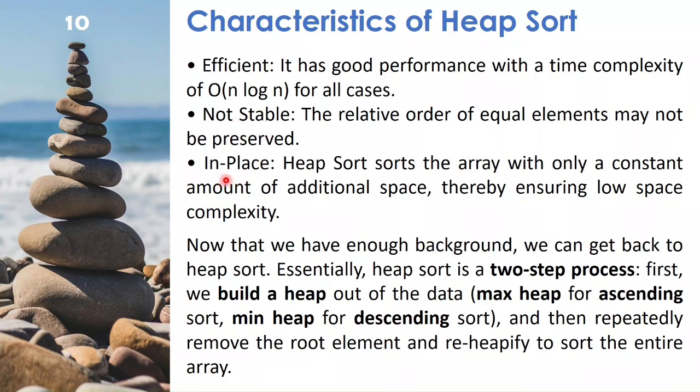And then it's in place. Okay, so heap sort, we talked about what's in place and what's not. Heap sort sorts the array only with a constant amount of additional space, thereby ensuring low space complexity. So it has a low space complexity. So that's why it's efficient. In terms of space complexity, it's good, and in terms of performance and time complexity, it's also not bad.